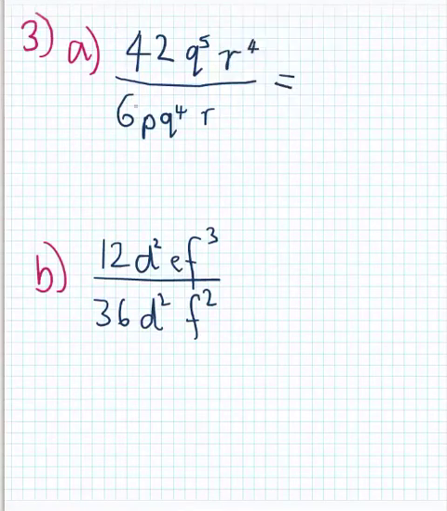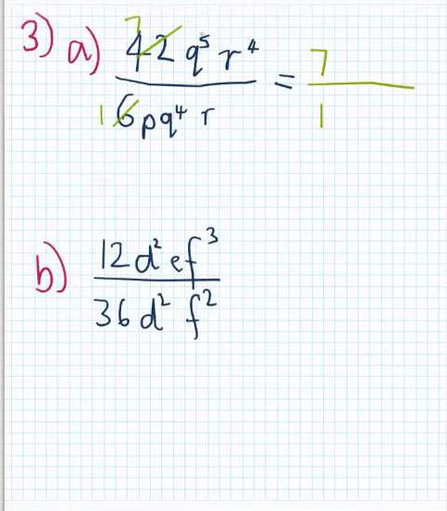6 divided by 6 is 1. 42 divided by 6 is 7. And remember, your leftovers, if they're on top, they stay on top. I'll just write my 1 for now, and I can make it invisible later. Now, with the variables, you have to simplify only with the same bases. So I've got a Q on top and Q on the bottom, so that's okay.